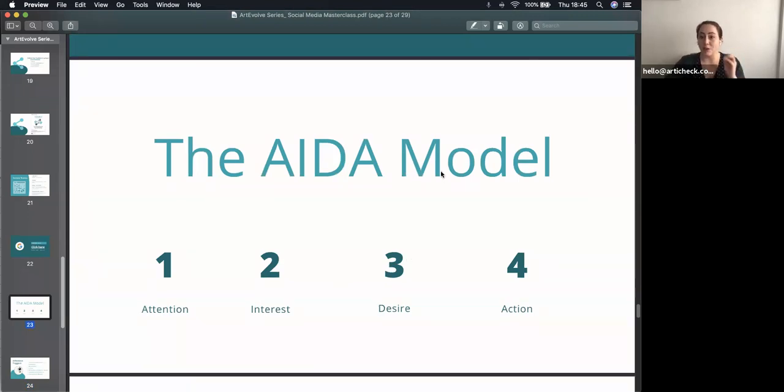Attention is how do you make people stop? They're scrolling through their feed. What makes them stop? Interest is what makes them stay. Desire is what makes them want to act. And action is moving them forward to the next step. Okay, so we'll actually do some examples together right now.